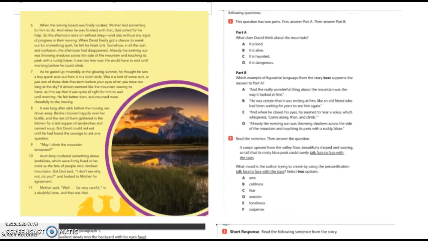Question number 1 has 2 parts. First part A, then answer part B. Part A, what does David think about the mountains? Part B, which example of figurative language from the story best supports the answer to part A?